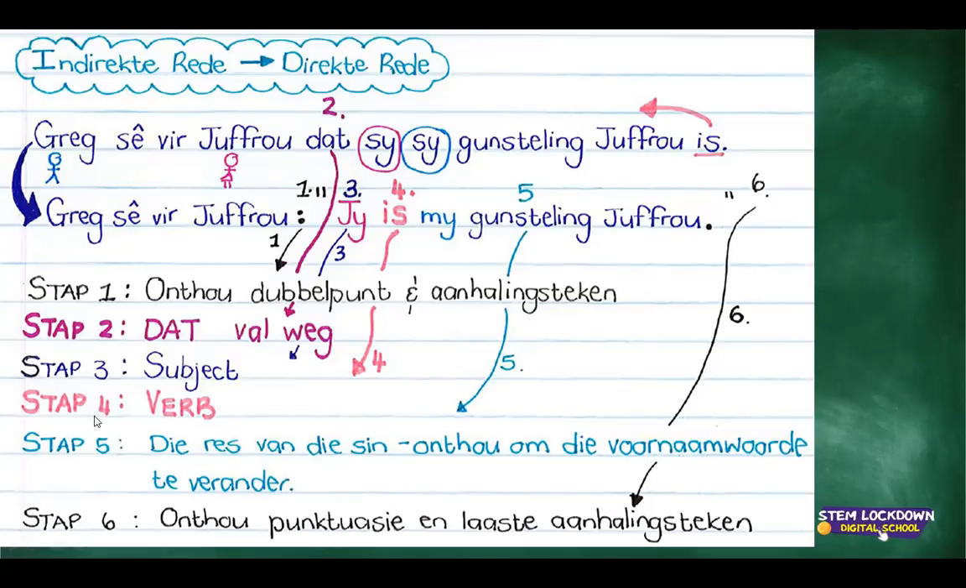Jy. Stap 4, your verb. Remember, verb in the second position. So you have to move it back. Jy is, dit ek gesê, stap 5, die rest van die sin, onthou om die voornaamwoorde te verander. You've got the rest of your sentence that you write down. Remember to change your pronouns, my sinsteling juffrou. And then, last, stap 6, onthou die punctuasie en laaste aanhalingsteken. Remember the punctuation and the last quotation mark. And please don't put them on top of one another. Make very clear that the marker can see full stop and then next to it the inverted commas.